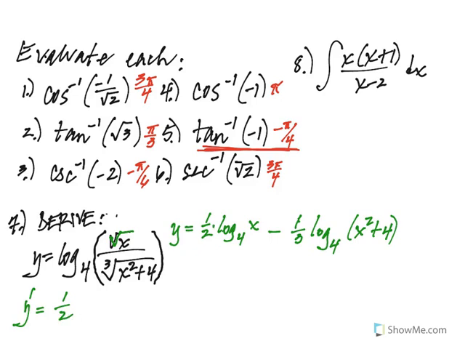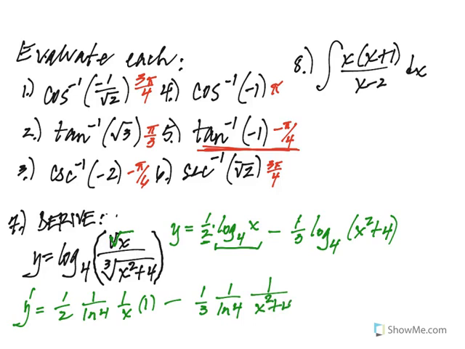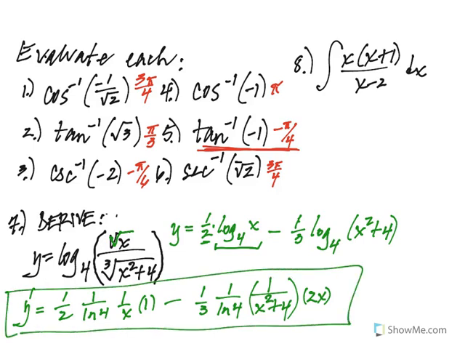The first one is 1/2 because it's a constant multiple rule. Remember, it's just constant times the derivative of this. That is going to be 1 over ln 4 times 1 over x times 1. So it's 1 over the natural log of the base times 1 over what I'm logging times the derivative of what I'm logging, minus another constant multiple. That's 1/3. This is 1 over the natural log of the base, 1 over what I'm logging times the derivative of what I'm logging. This then is the unsimplified version of the derivative of number 7.